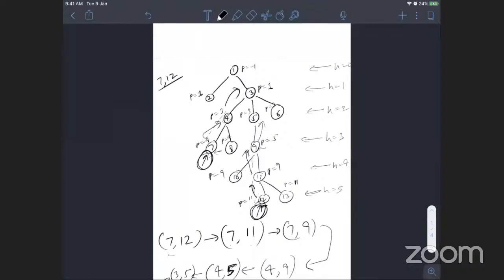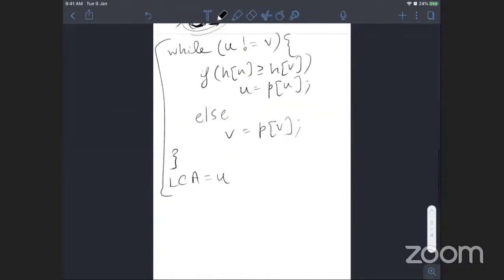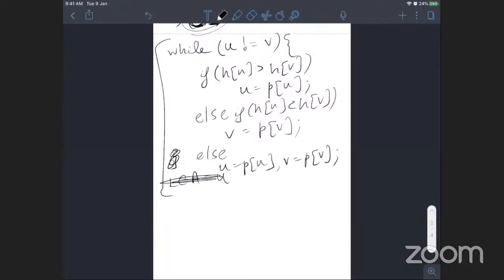But if you wanted to, you could do this. How would you change this code if you wanted to do what you said? You would do this and then else if the heights are equal. So he basically said that if both the guys are at equal height, we can just move both the guys together. And otherwise, we have one more else, which is basically they're equal. Then we'll say u is equal to parent of u, comma, v is equal to parent of v, right? Even this will work.